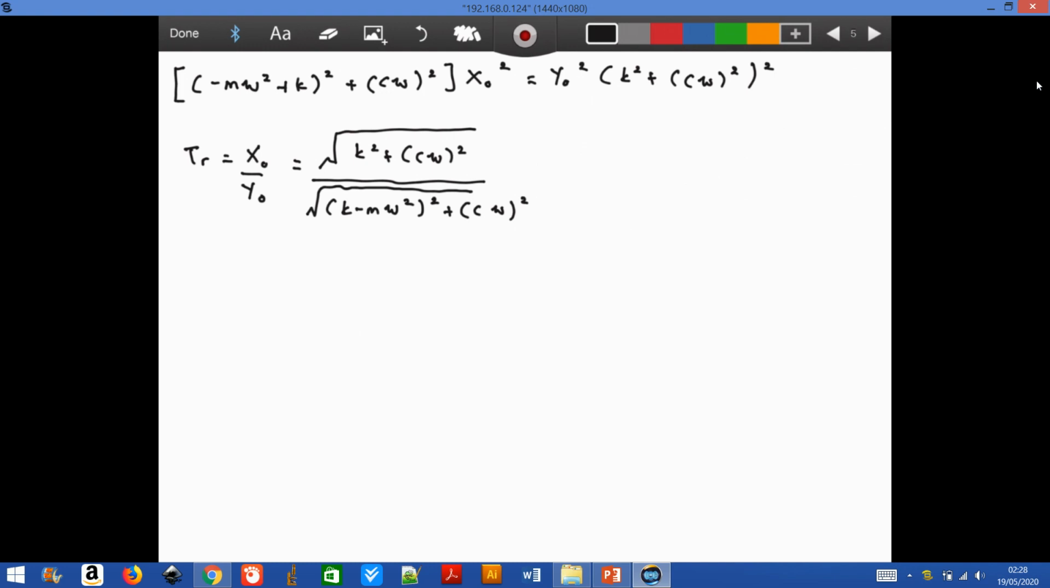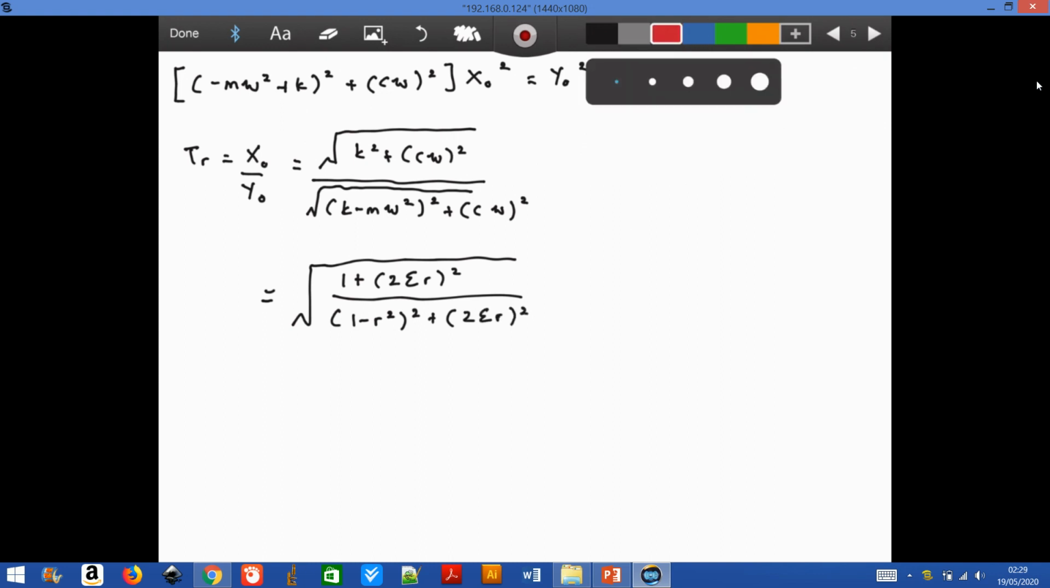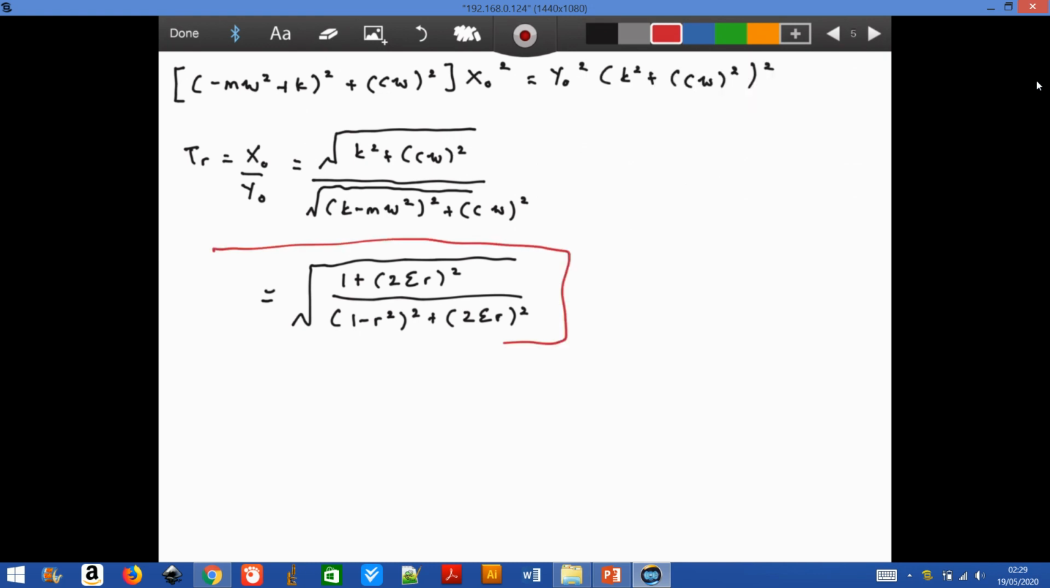So if I factorize k, I can also write the equation as square root of 1 plus (2 zeta r) squared over (1 minus r squared) squared plus (2 zeta r) squared. So it is the same. So basically the displacement transmissibility and the force transmissibility have the same equation for the transmissibility ratio, which is this one. Okay, so this is all that you need to remember.